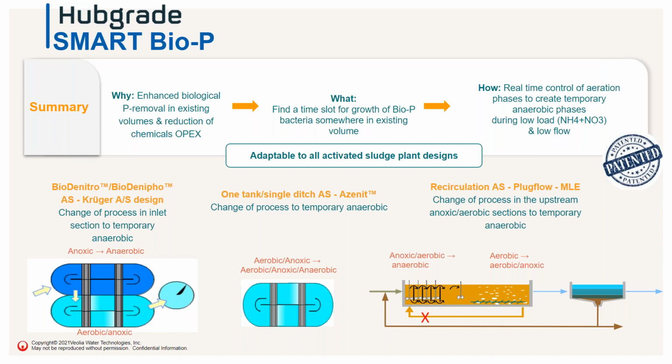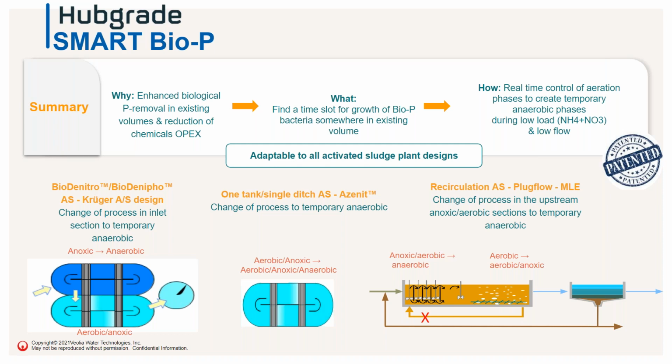So here, what we've done is that the algorithms we've developed are adaptable to any kind of activated sludge plant. You've got 3 typical categories here at the bottom of your screen: biodinitro, biodinifo, your single ditch, 1 tank typical setup, or your recirculation plug flow plant. In all of these, the principle of how we do this is the same.